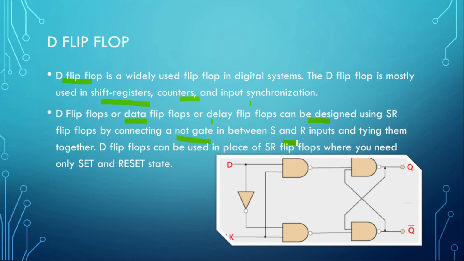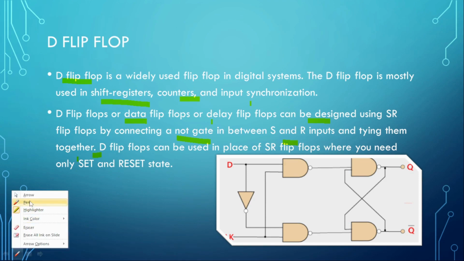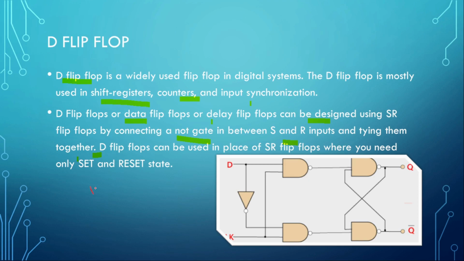S and R input and tying them together. In SR flip-flop, we will have 2 inputs and 2 outputs, but in D flip-flop, you will have only 1 input to give and 2 outputs. So the D flip-flop is constructed by connecting the S and R inputs with the help of a NOT gate, to give 2 outputs, Q and Q dash.